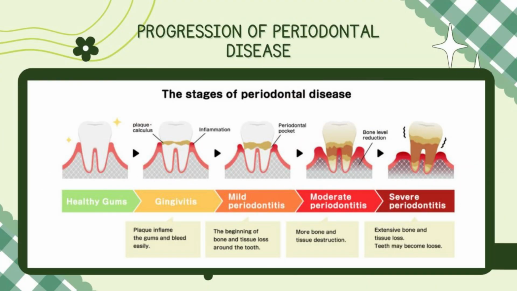Here I have attached a diagram showing the progression of periodontal disease. When the gums begin to bleed, swell, or become inflamed, this may indicate gingivitis. Gingivitis is usually reversible with proper treatment. However, if left untreated, it can progress to mild periodontitis, which marks the beginning of bone and tissue loss around the teeth. The next stage is moderate periodontitis, characterized by further destruction of the supporting bone and tissues. The final stage, severe periodontitis, involves extensive bone and tissue loss, and the teeth may become loose or even at risk of falling out.